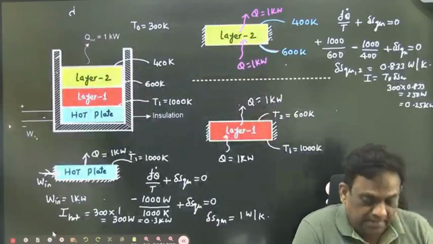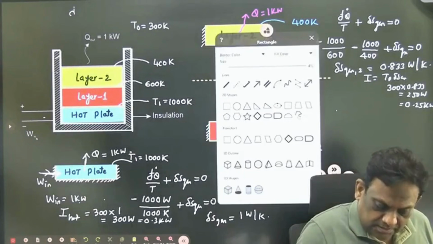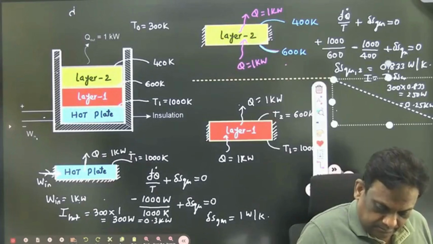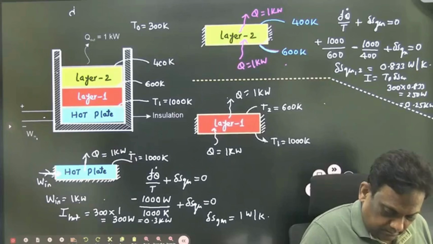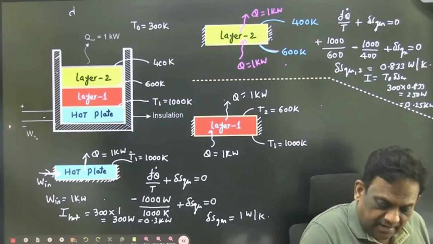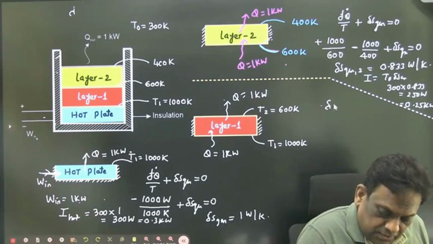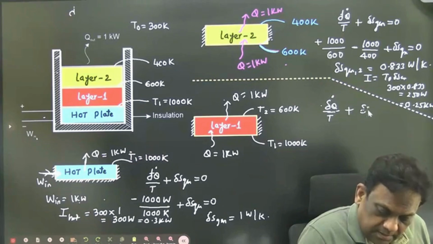Now please calculate in layer 1. Anyone in layer 1? Calculate quickly, sir. Please calculate in layer 1. Very simple. The same equation: d'Q by T plus delta S generation.